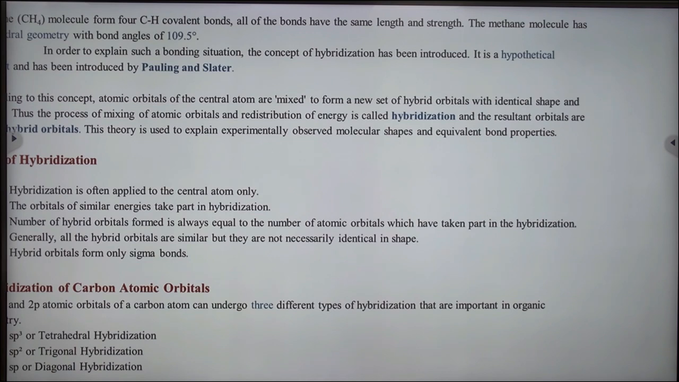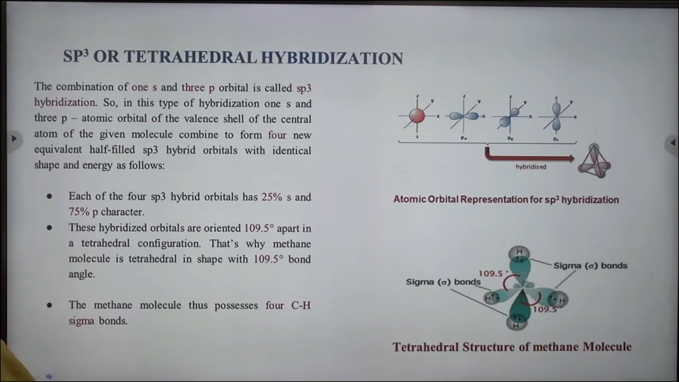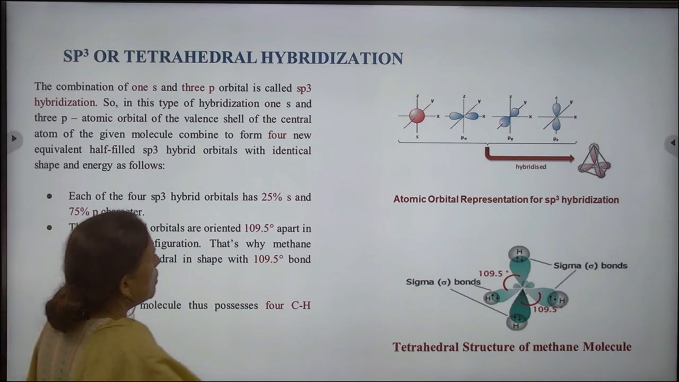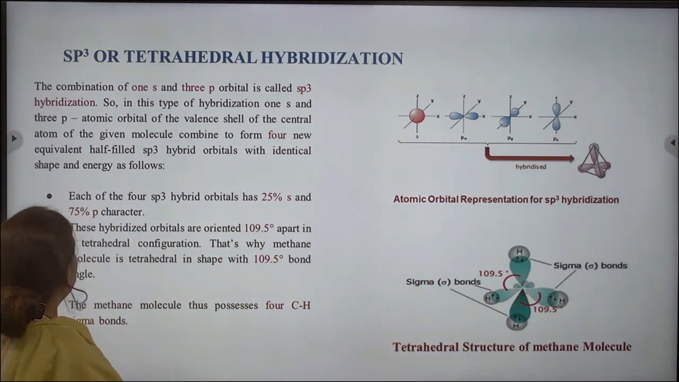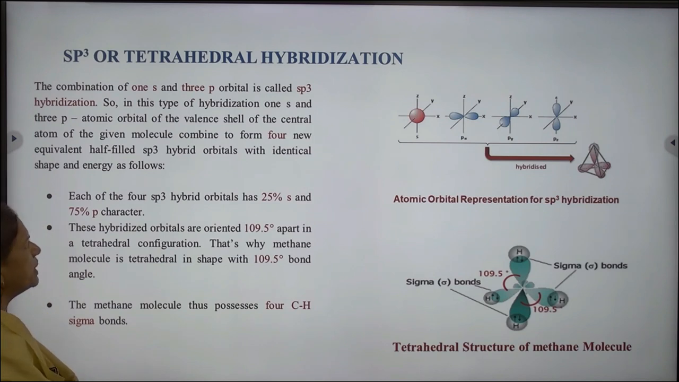There are 3 types of hybridization: sp³ or tetrahedral hybridization, sp² or trigonal hybridization, sp or diagonal hybridization. sp³ or tetrahedral hybridization. The combination of one s and three p orbitals is called sp³ hybridization. So in this type of hybridization, one s and three p atomic orbitals of the valence shell of the central atom of the given molecule combine to form 4 new equivalent half-filled sp³ hybrid orbitals with identical shape and energy.